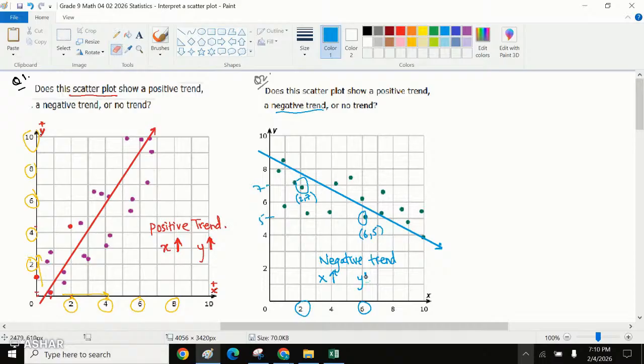Whenever the variables are responding opposite to each other, if y was increasing, then x has to decrease, and vice versa. So this is the difference between a positive trend and a negative trend, which we can find through the slope of a line. So we need to focus on finding the slope.